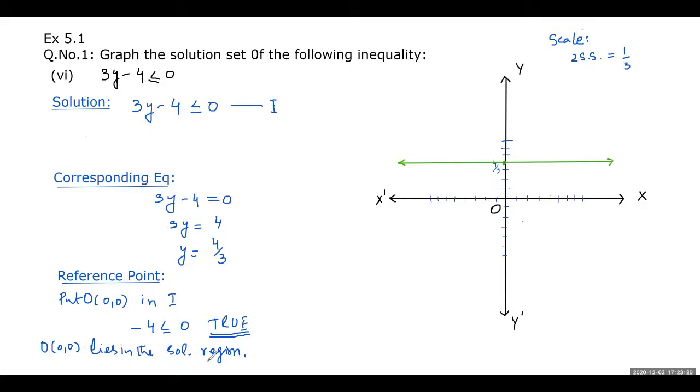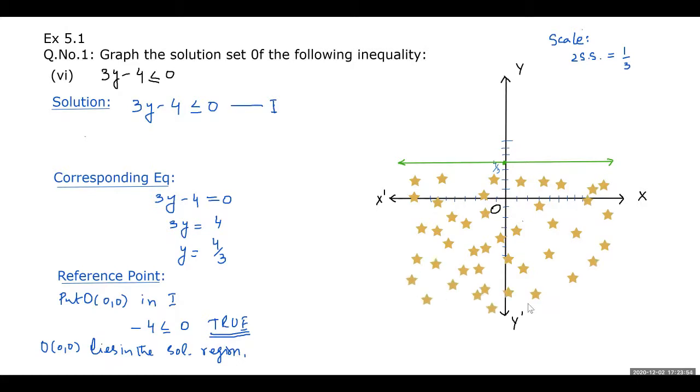Now origin lies in the solution region. So where is it? Here is the origin. You can see this line is dividing the whole xy plane into 2 regions, one above it and the other below it. Origin is in the below region, so the whole region below this line is our solution region. Now let's shade it. I am going to shade it with this star. The whole starred region is our solution region, and that completes the solution.